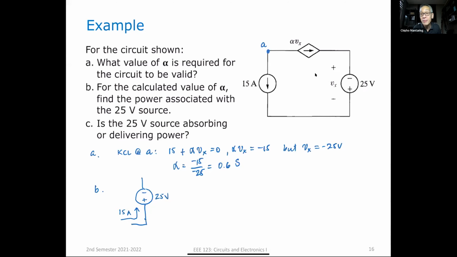Anyone? No? Nice try. If it's not no, then it's probably yes. Do you remember the passive sign convention? The passive sign convention means that the reference direction of current is in the direction of voltage drop. Note that my current is flowing from plus to minus. It is in the direction of voltage drop. So this actually follows the passive sign convention. So this is consistent with the passive sign convention.